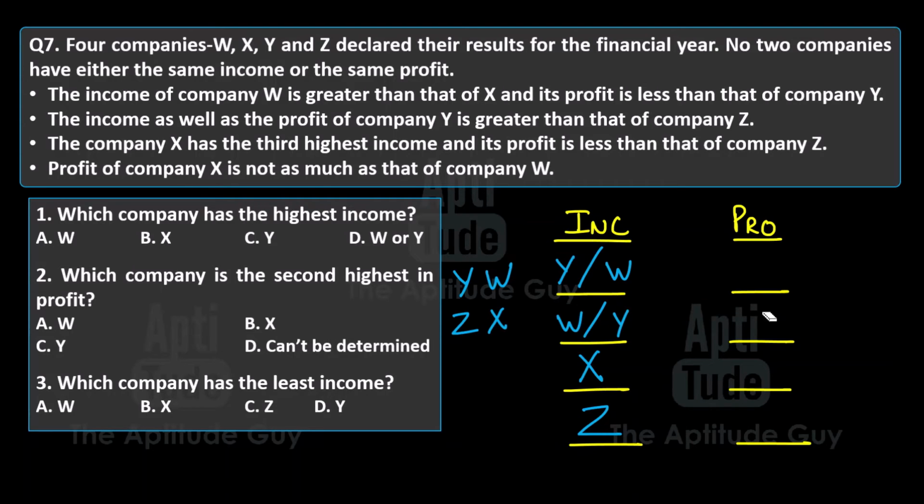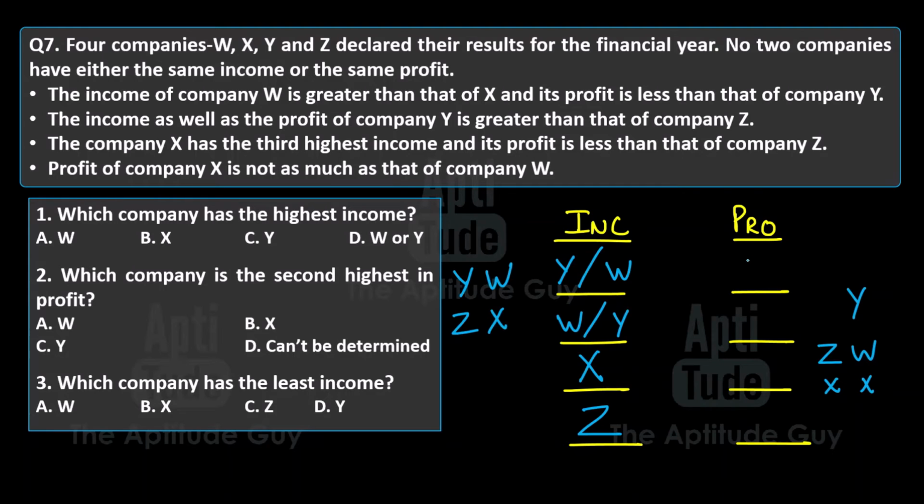Now we will read the profit data. Okay. Now they have mentioned W's profit is less than that of Y. Okay. W's profit is less than that of Y. And then income as well as profit of Y is greater than that of Z. So Y's profit is greater than that of Z as well. Now company X has the third highest income and the profit is less than that of Z. So X's profit is less than that of Z. And in the last line they have mentioned profit of X is not as much as W. So X's profit is less than W as well.